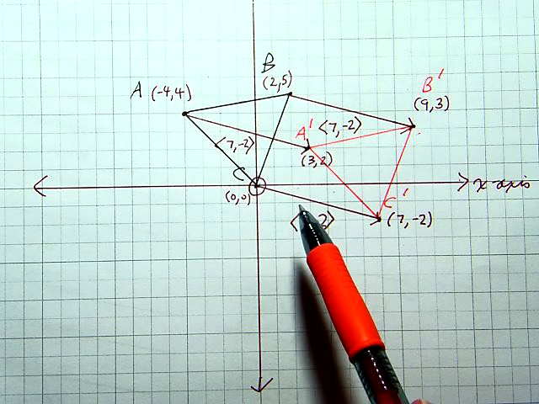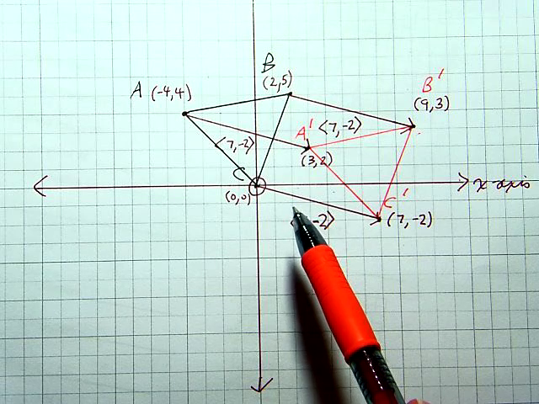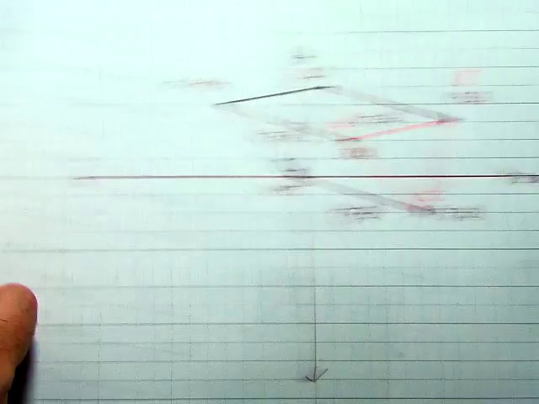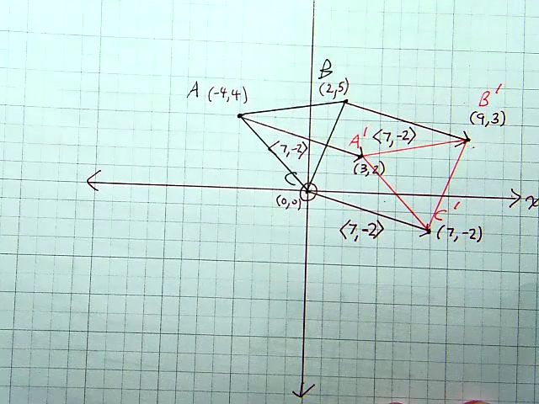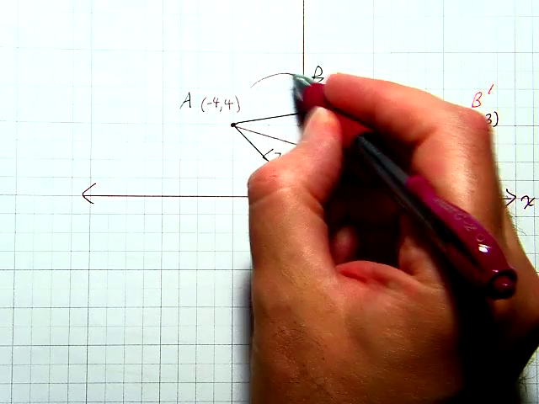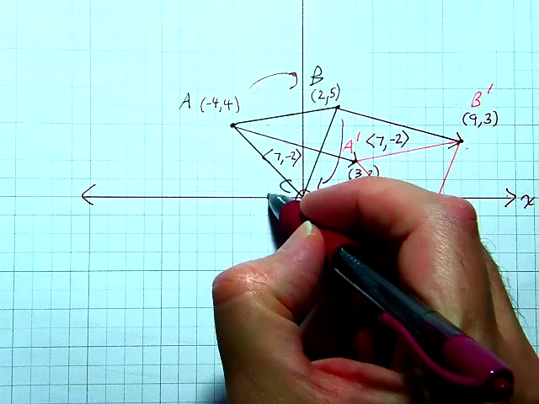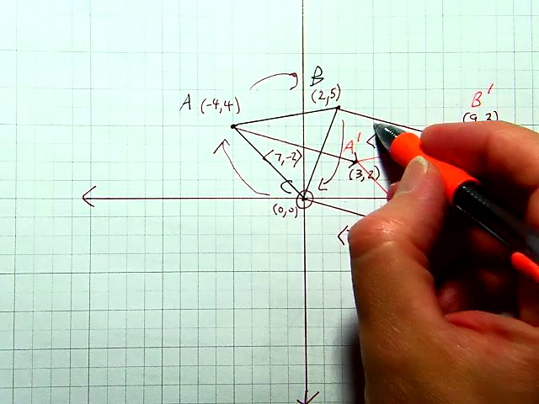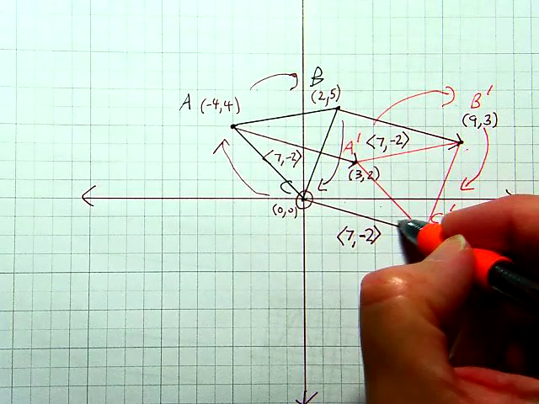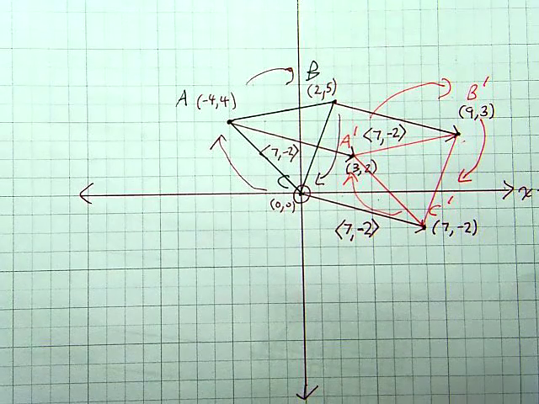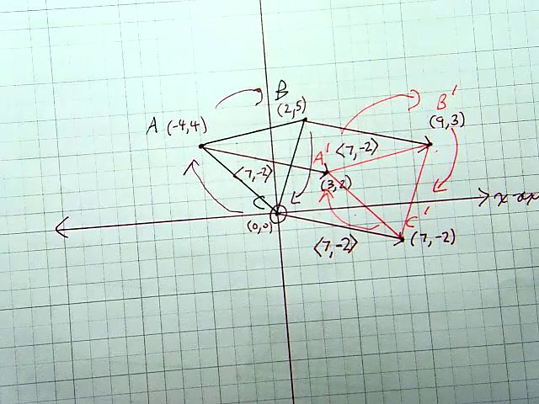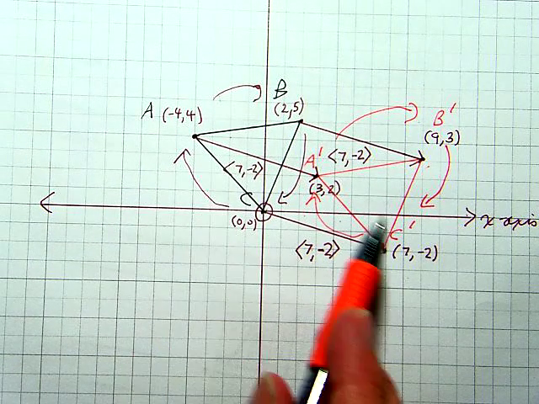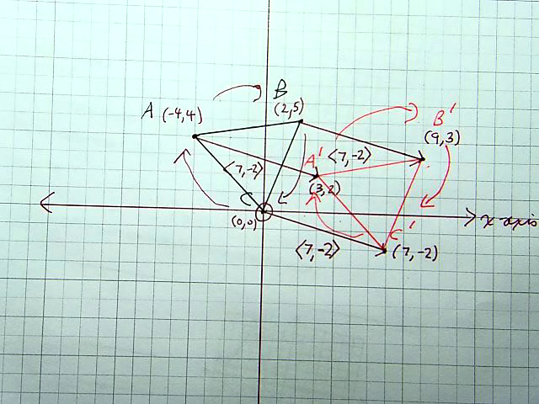And one other interesting thing that makes it different from a reflection is that the orientation is preserved. So, for example, let's take a look at the orientation of the pre-image. A to B, B to C, and C to A, that is a clockwise movement. And similarly, A prime to B prime, and B prime to C prime, and C prime back to A prime is also a clockwise movement. So when you do a translation, you preserve the orientation. We went from a clockwise to a clockwise orientation, and that makes it different from a reflection.